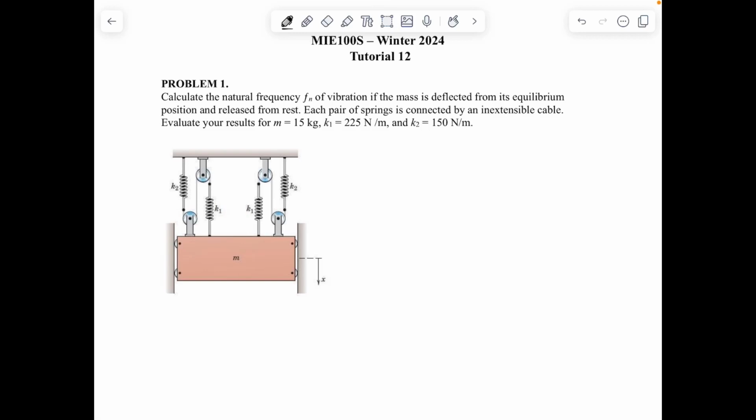Tutorial number 12, question number 1. Calculate the natural frequency of the vibration as mass is deflected from its equilibrium position and released from rest. First, we need to define our coordinates.